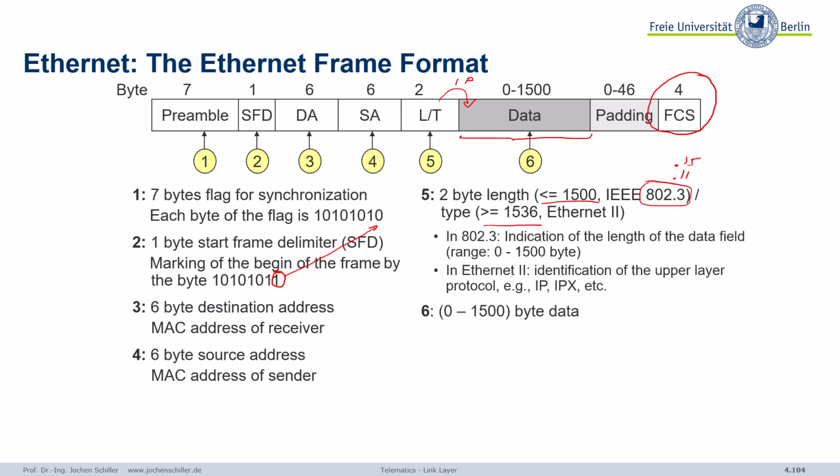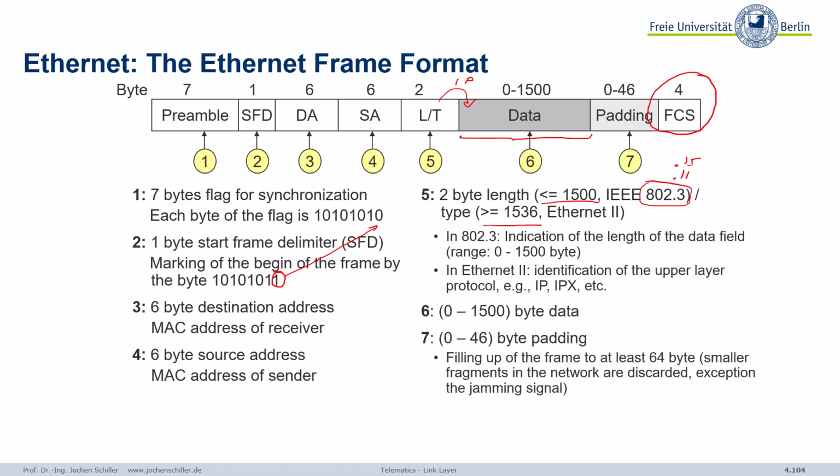Then we have data, up to 12,000 bits, so 1500 bytes. We may have padding. Padding is required if there is no or only little data. Why? We will learn. For the classical Ethernet, there is a minimum size required. Otherwise, medium access will not work.